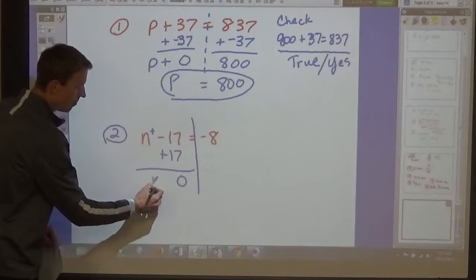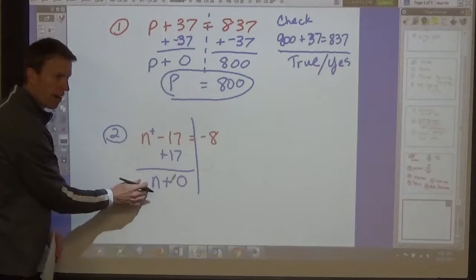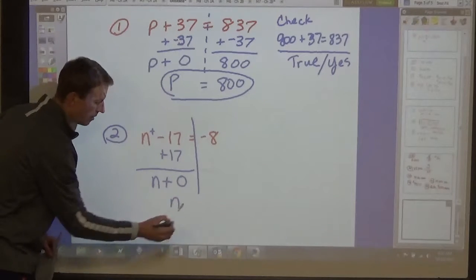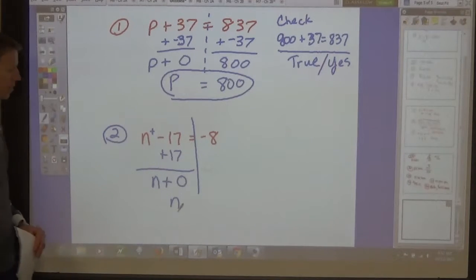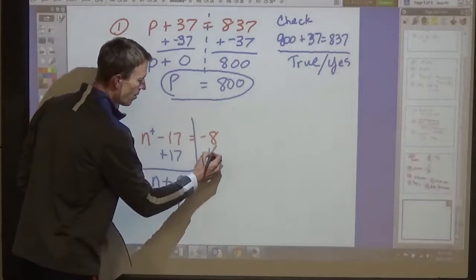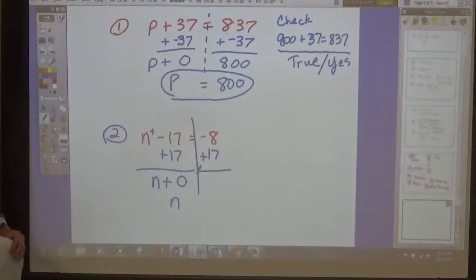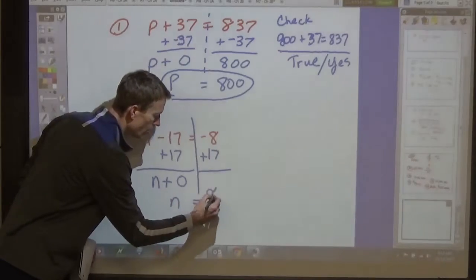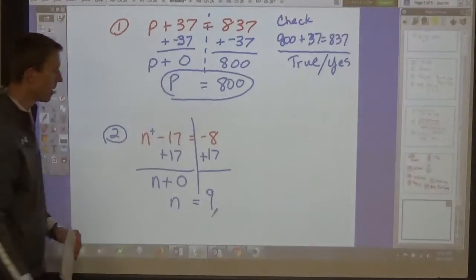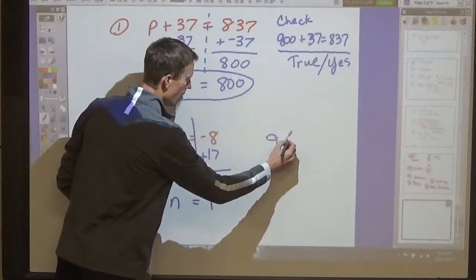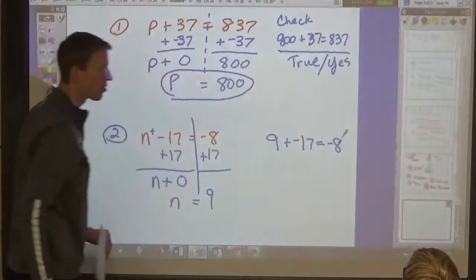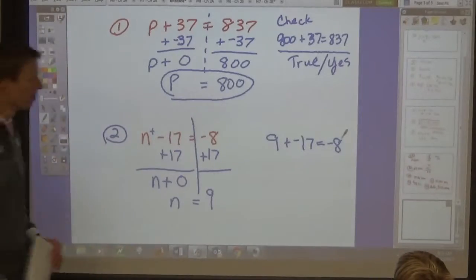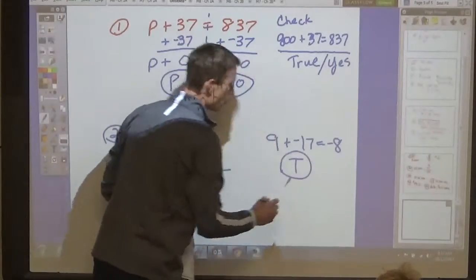That equals 0. So now we have the identity of n. N plus 0 equals n. We can simplify that to n. Then add 17 to the other side. N equals 9. Now check it. 9 plus negative 17 equals negative 8. Is that true? Yes. T for true.